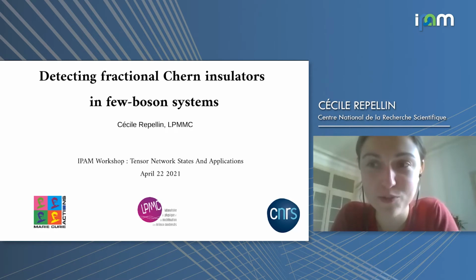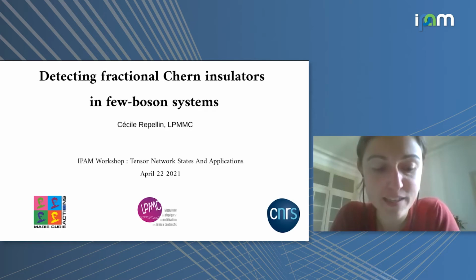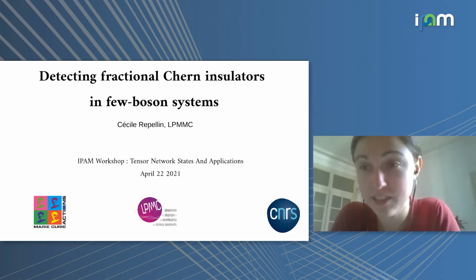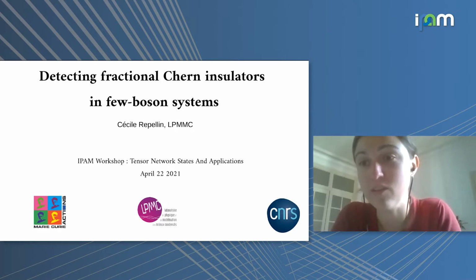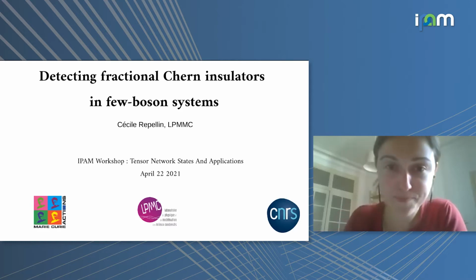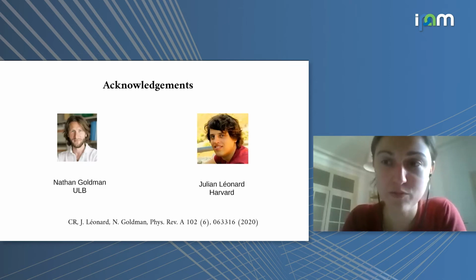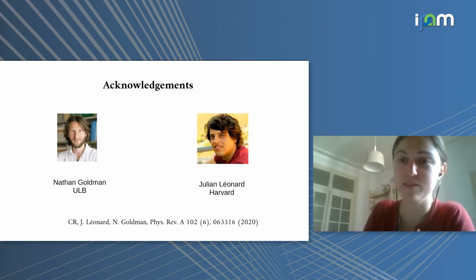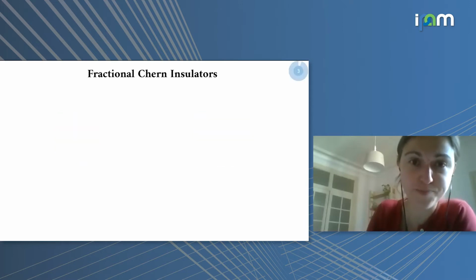So today I'd like to talk about fractional Chern insulators, and maybe more specifically how we can use DMRG to help us in the design of experiments which can probe these phases experimentally. This was a work done in collaboration with two colleagues, Nathan Goldman from Brussels and Julian Leonard from Harvard. The details are published in the reference below.